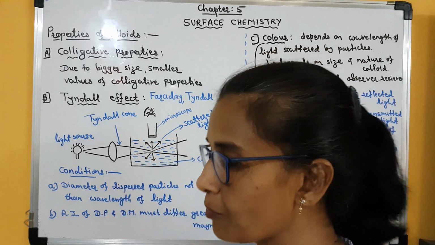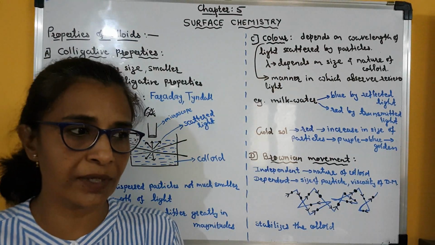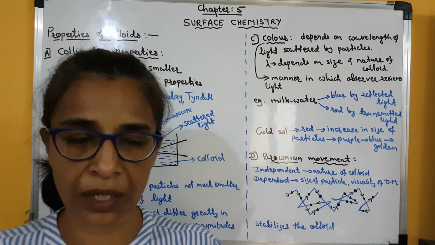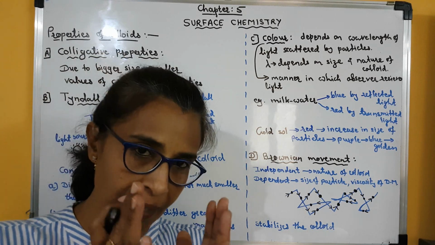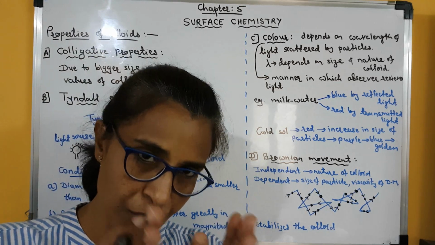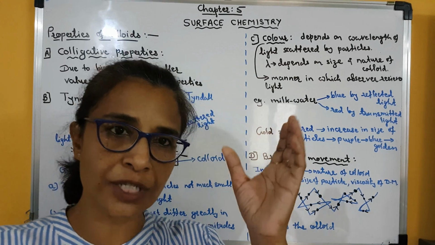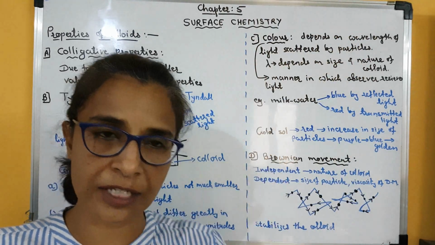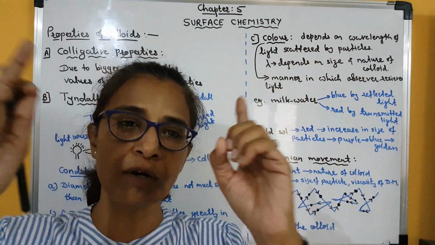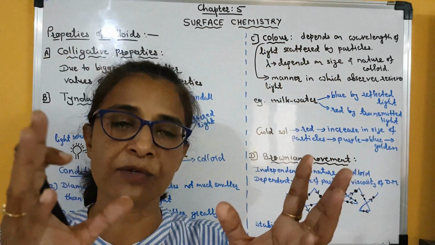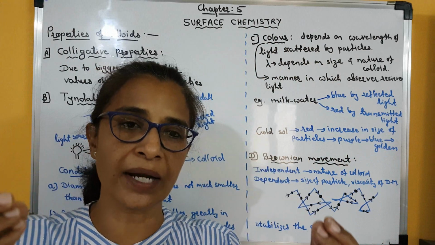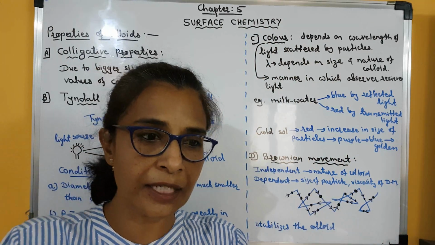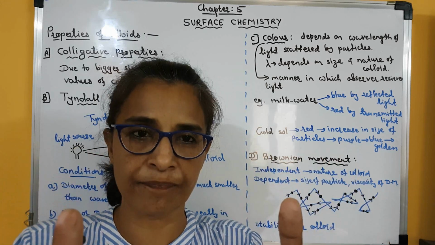Now this type of behavior, this type of property, we are also familiar with. For example, when we go to the cinema hall and there is a projection of the picture, and if you see the light which is coming from the projector directly on the screen, in that beam of light we can see very small particles, dust particles or small smoke particles, and these particles can scatter the light.